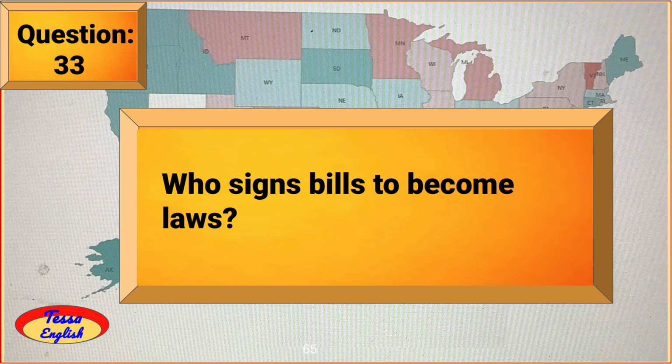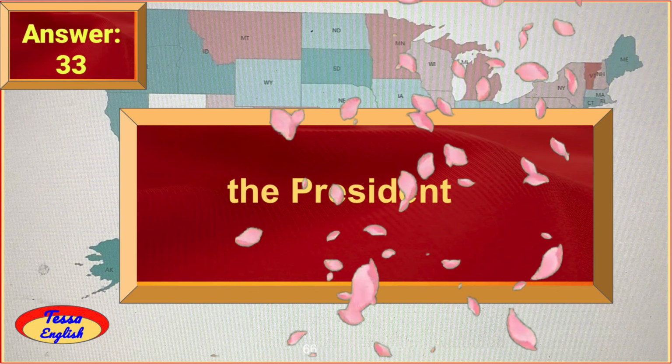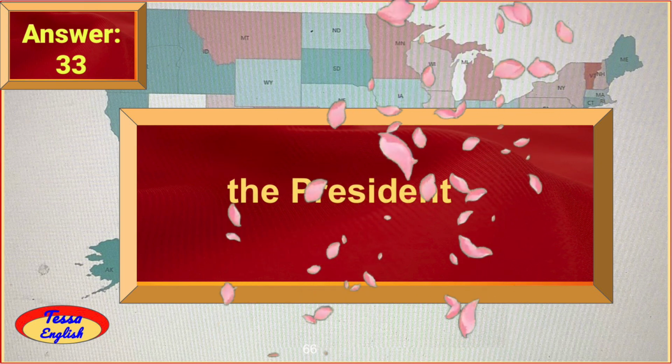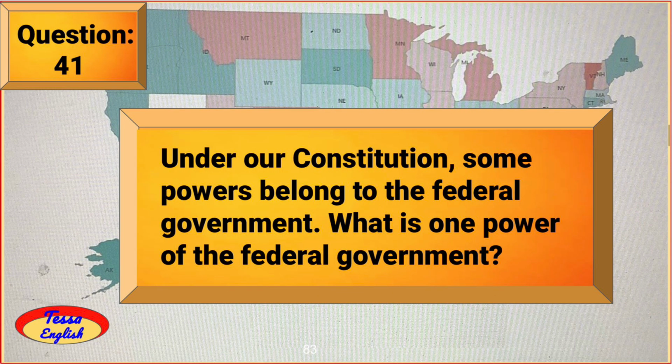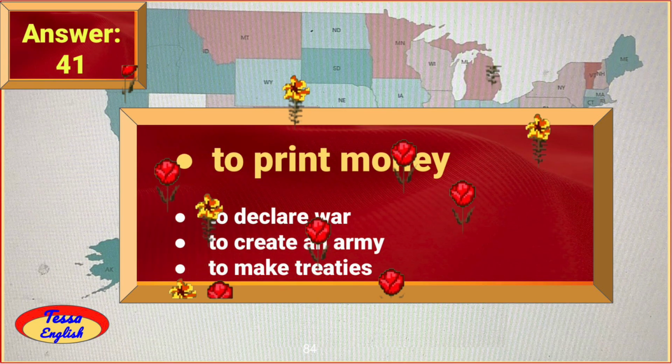Who signs bills to become laws? The President. Under our Constitution, some powers belong to the federal government. What is one power of the federal government? To print money.